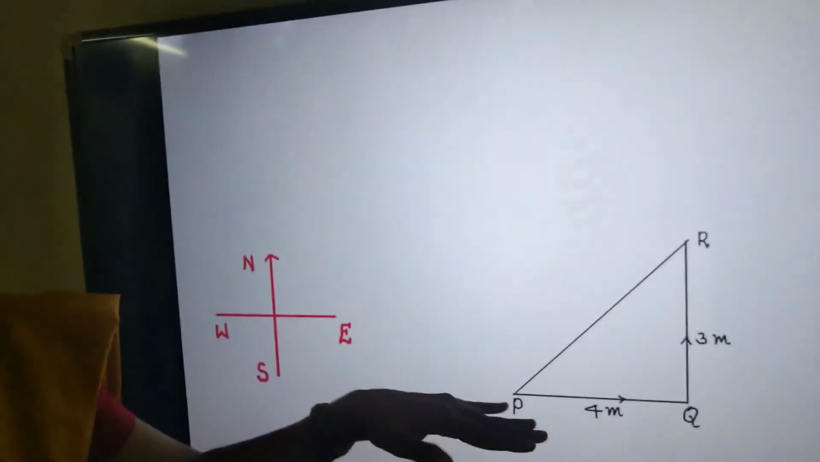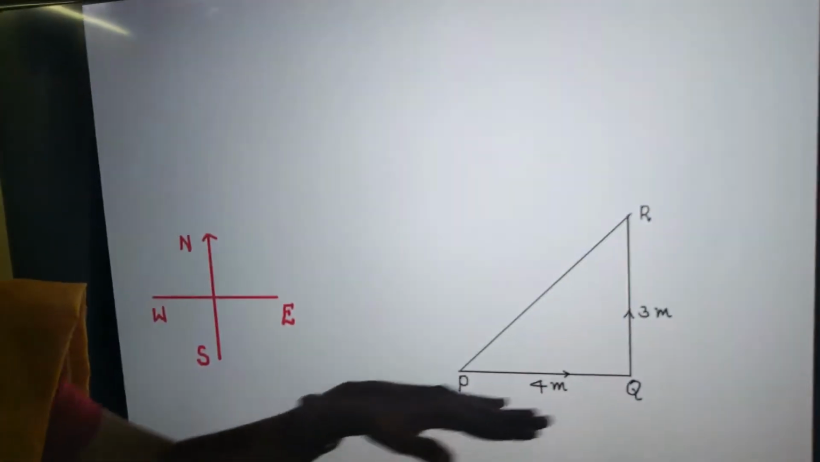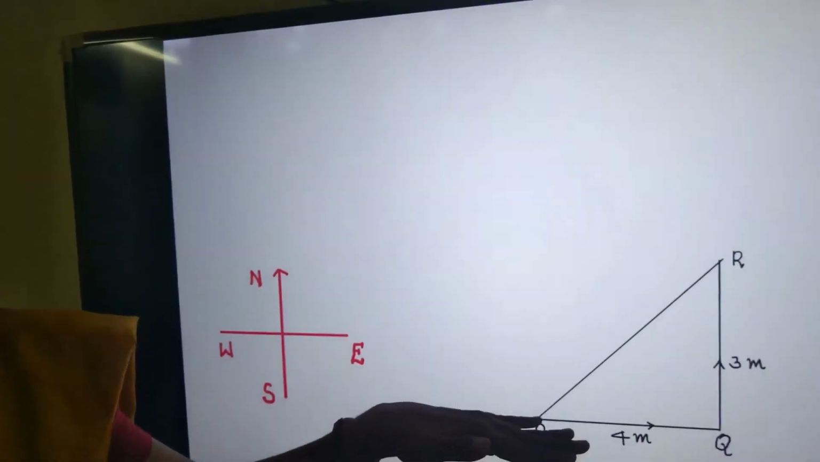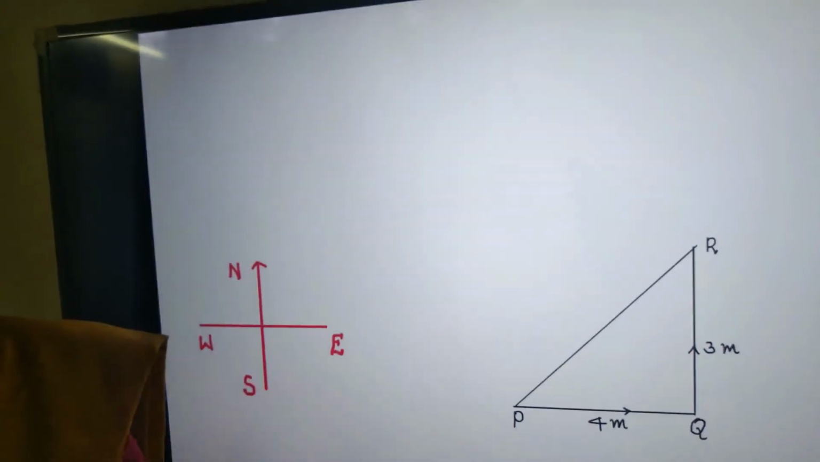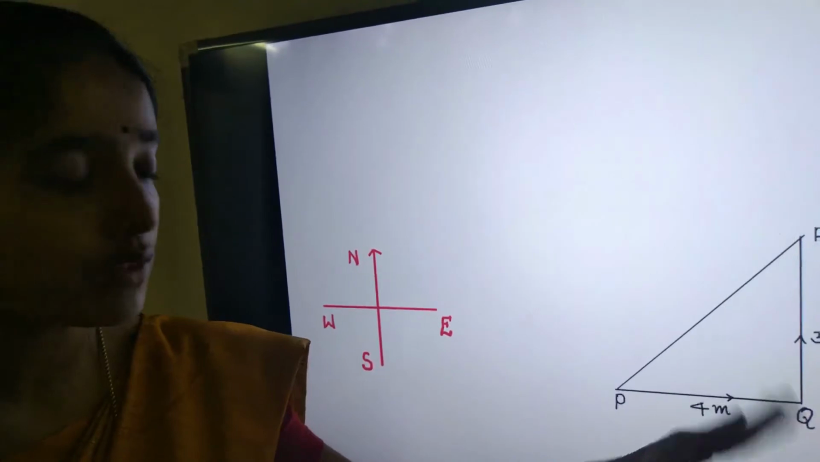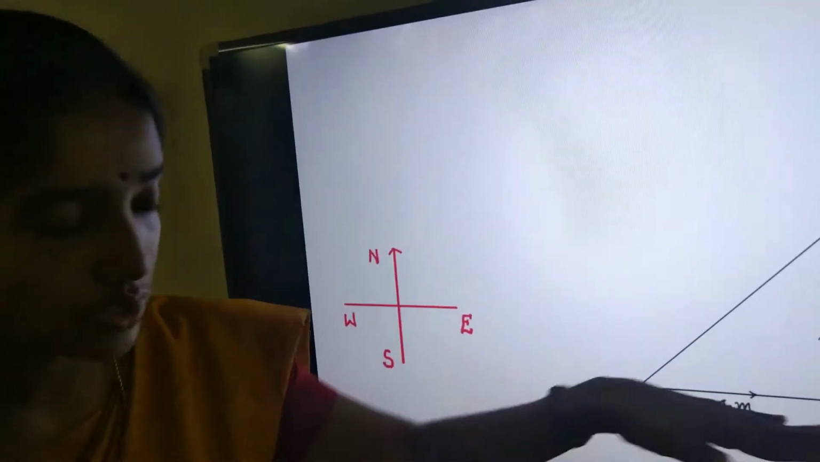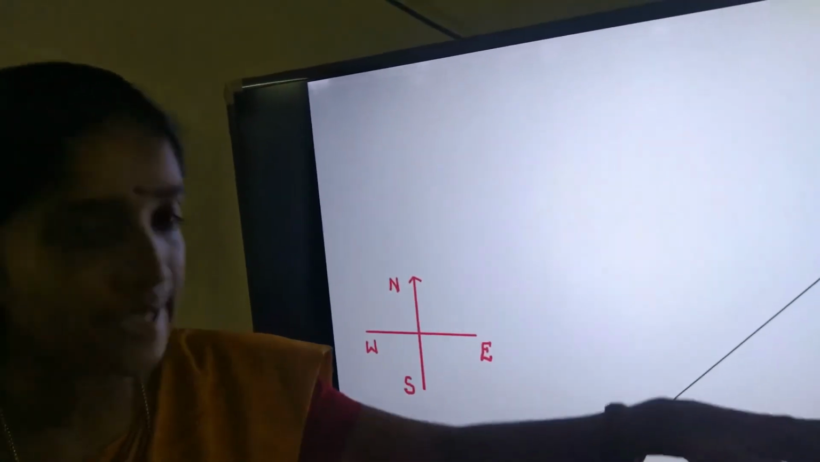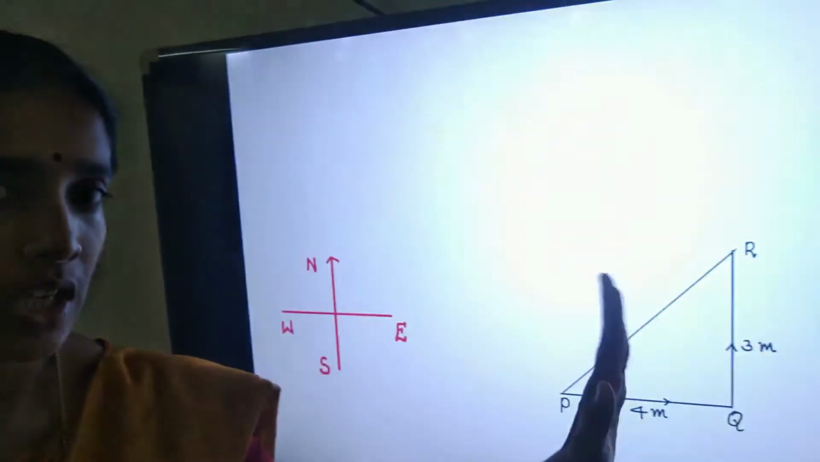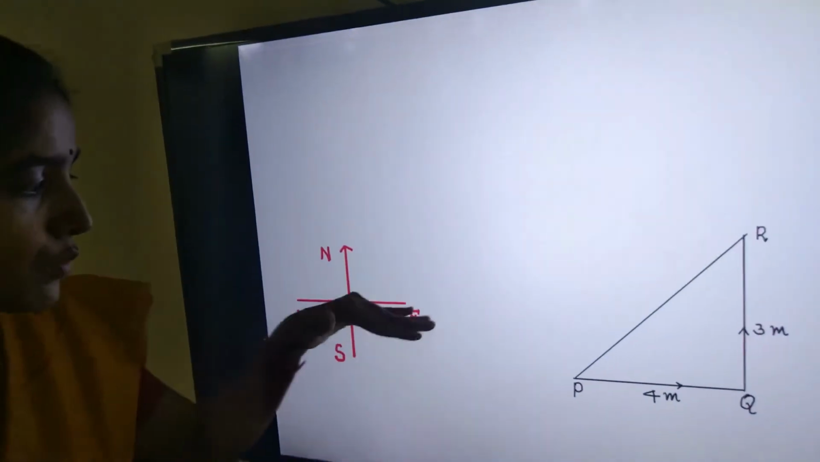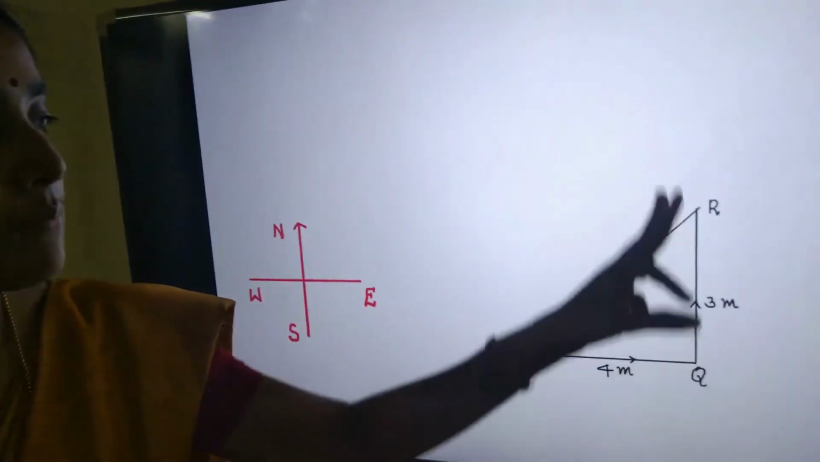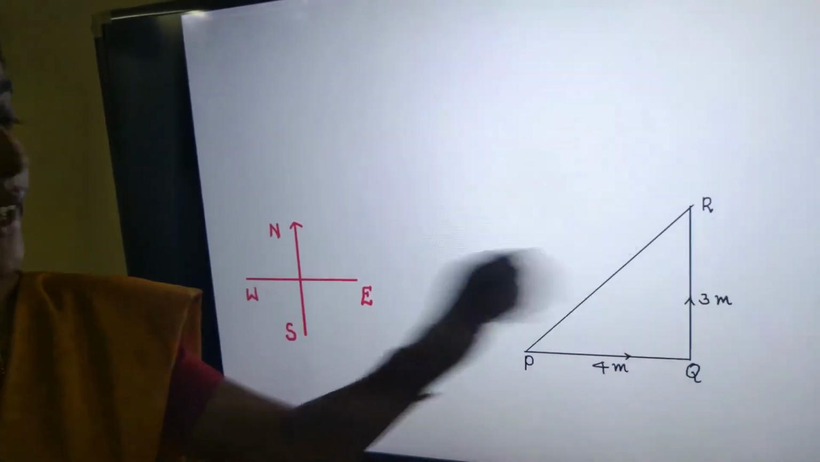So here the question says the object moves from P to Q. P to Q means in which direction? Towards east. So the question will be: a person moves towards east for 4 meter and then he turns through 90 degree towards his left. See how the question will come? The person moves towards east, and then he takes a 90-degree turn to his left. To his left, that means the person was going like this. Now he turned, that means now he is facing north. Now he is going 3 meters towards north.